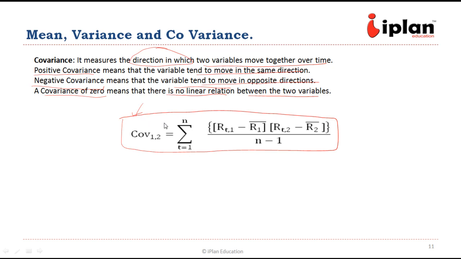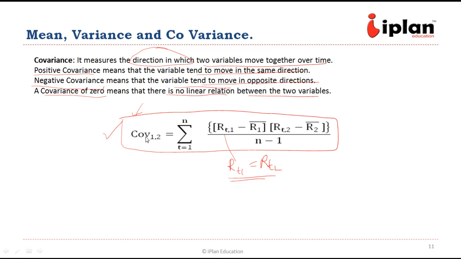If we notice, the formula is the same as the formula of variance. If we make RT1 equal to RT2, we get the same formula as that of variance. Since we have two variables here, RT1 and RT2, this is covariance.